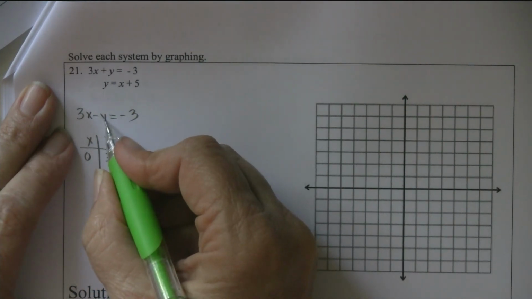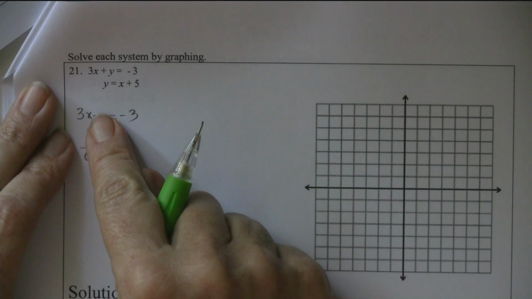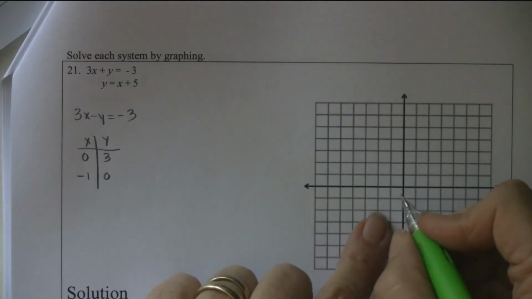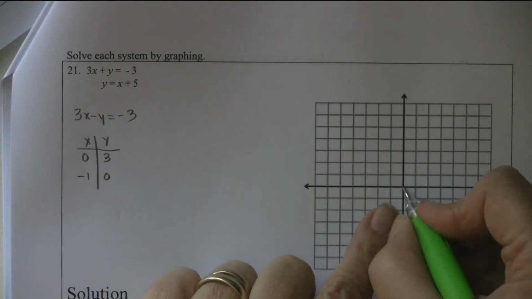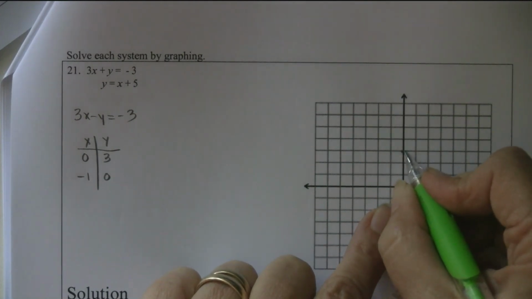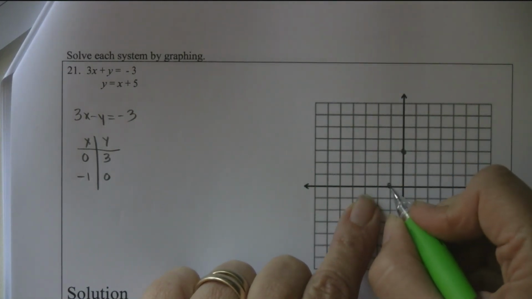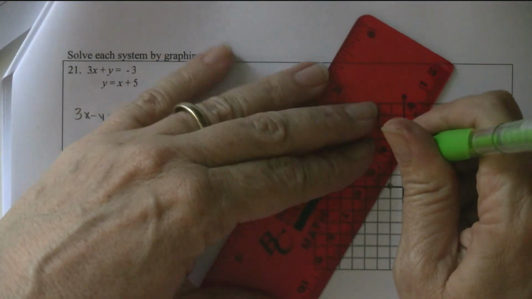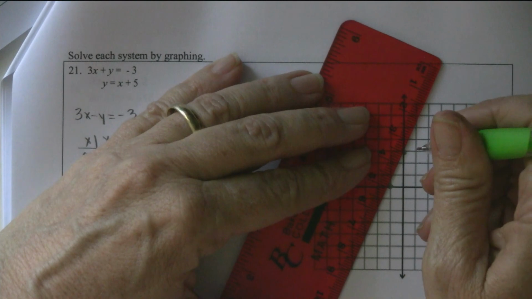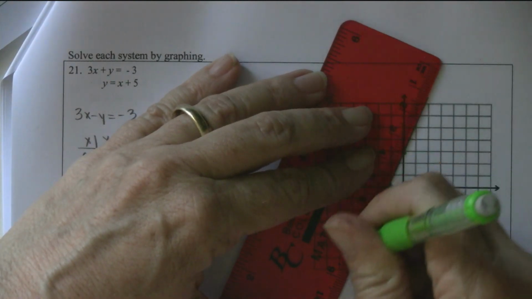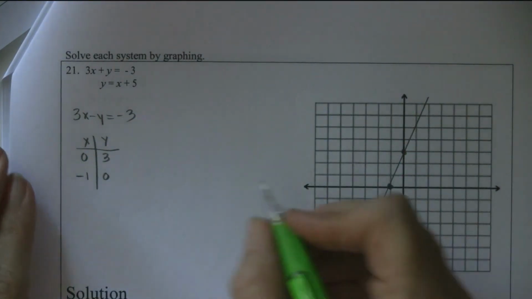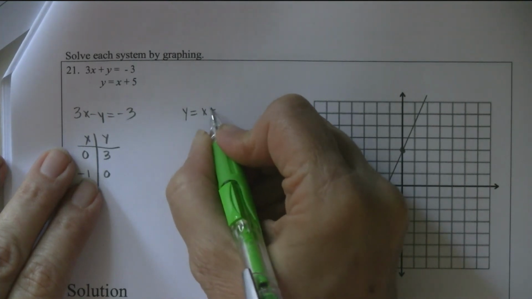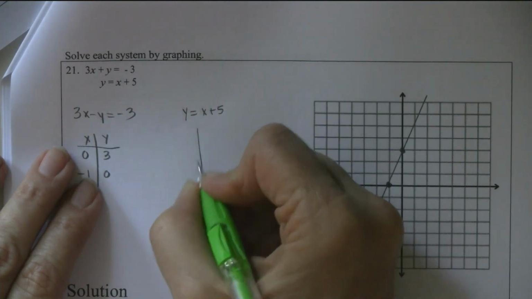Or am I wrong? If this is 0, then this is -1. So 0, over 0, up 3, 1, 2, 3. -1, 0. Yeah, I think I'm misremembering. So there's that line drawn. It's certainly a similar problem, but I thought it was exactly the same problem.